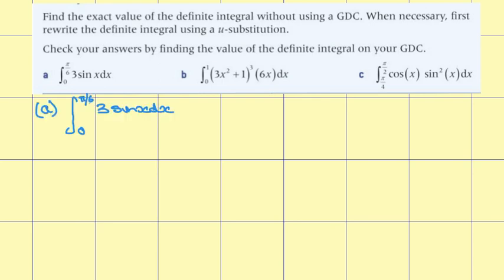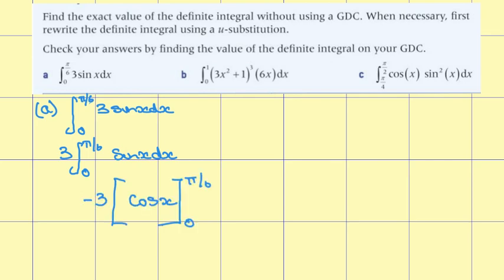A. Integrate the function 3 sine x dx between the limits 0 and pi over 6. First, rewrite the equation by taking the 3 outside the integral, giving us sine x dx between the values 0 and pi over 6. Now we can integrate the function, getting minus 3 cos x between the values 0 and pi over 6.